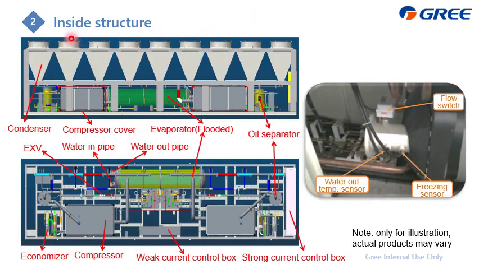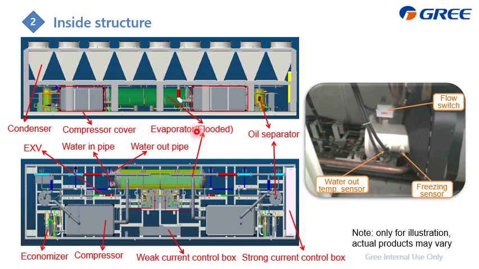Let's recognize the components inside. This is the side view of the air-cooled screw chiller, and this is the top view. You can find that this part is the condenser, with fans inside, and this is the fin and tube, and this one is the compressor. There are two compressors in this chiller, and this one is the evaporator.